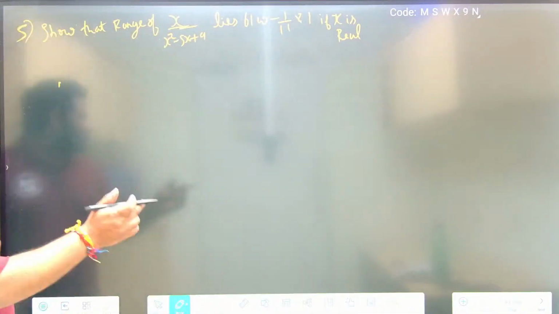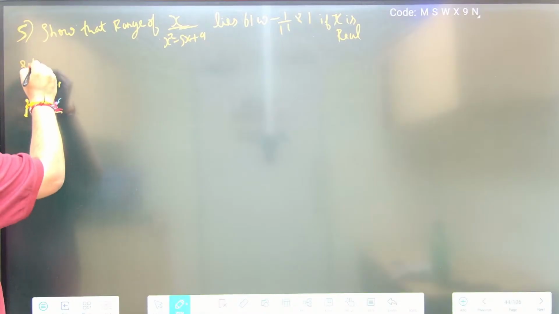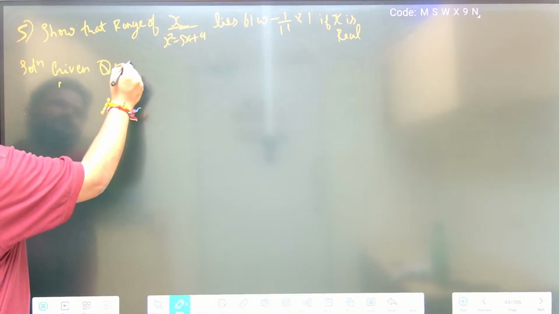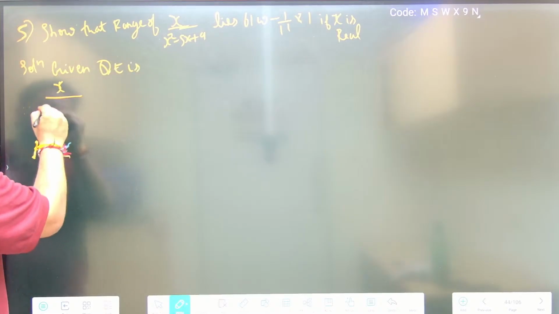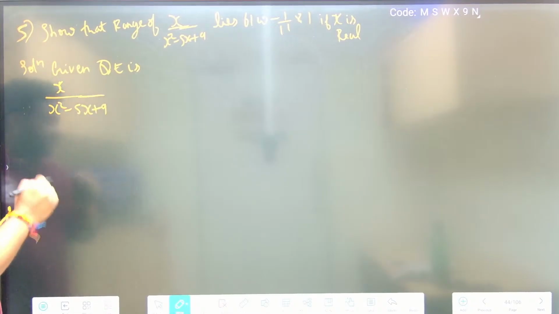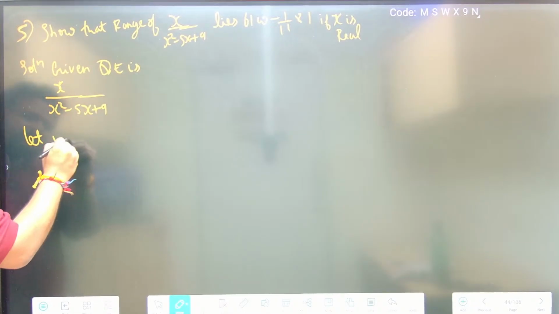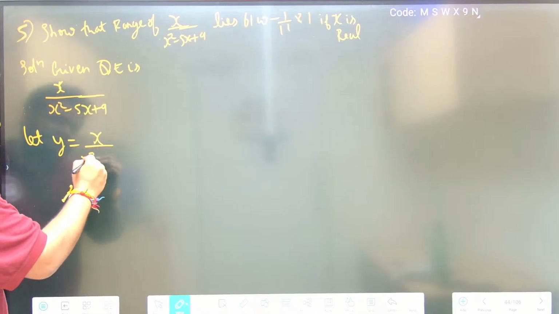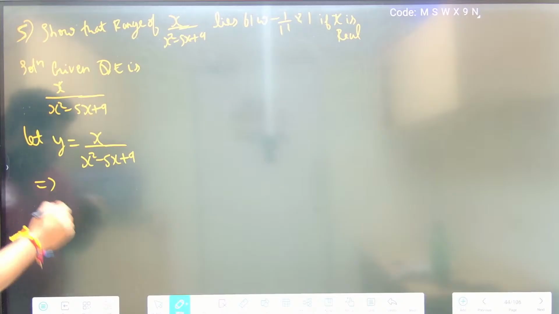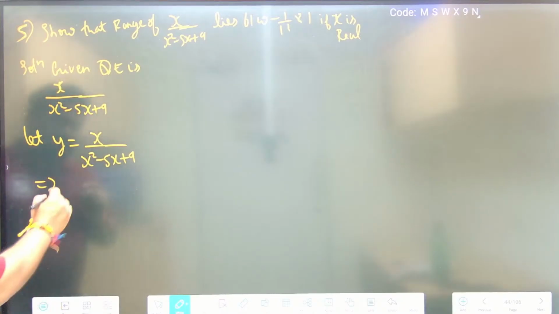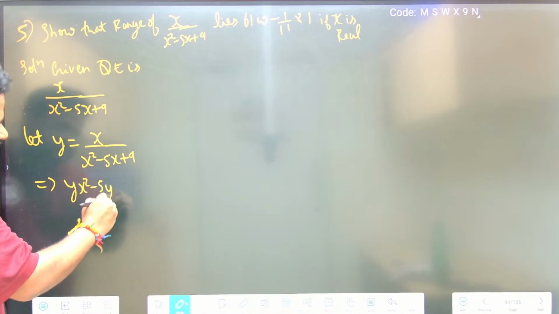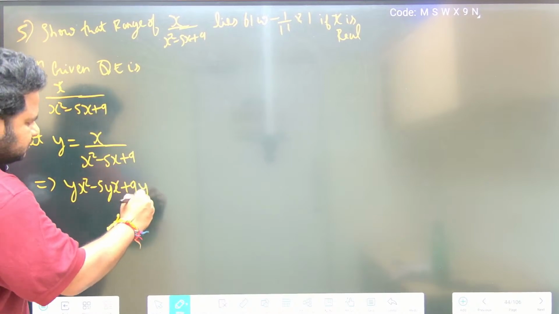So see here, what you can take as the solution. The given quadratic expression is x by x square minus 5x plus 9. This is what is given. Now let us take the same procedure. Let y is equal to x by x square minus 5x plus 9. Next, cross multiply. We will have y into x square minus 5yx plus 9y is equal to x.